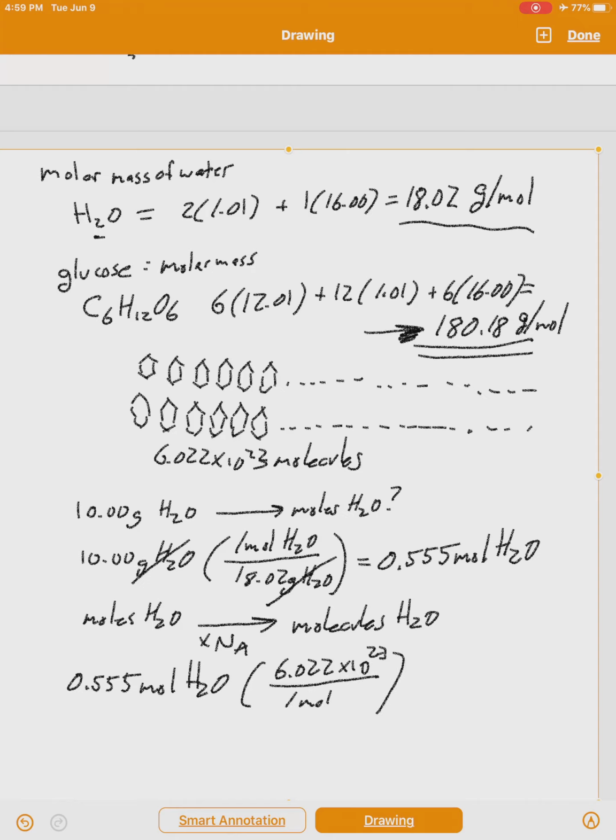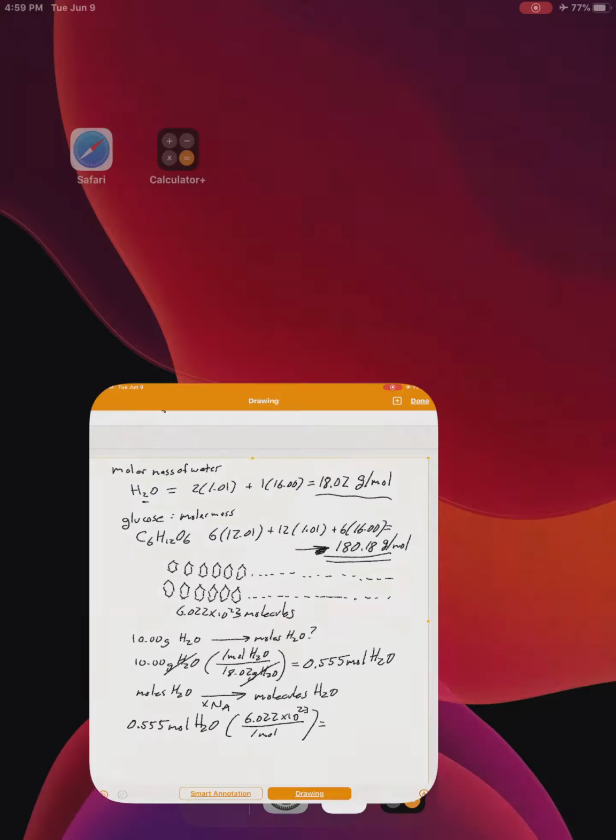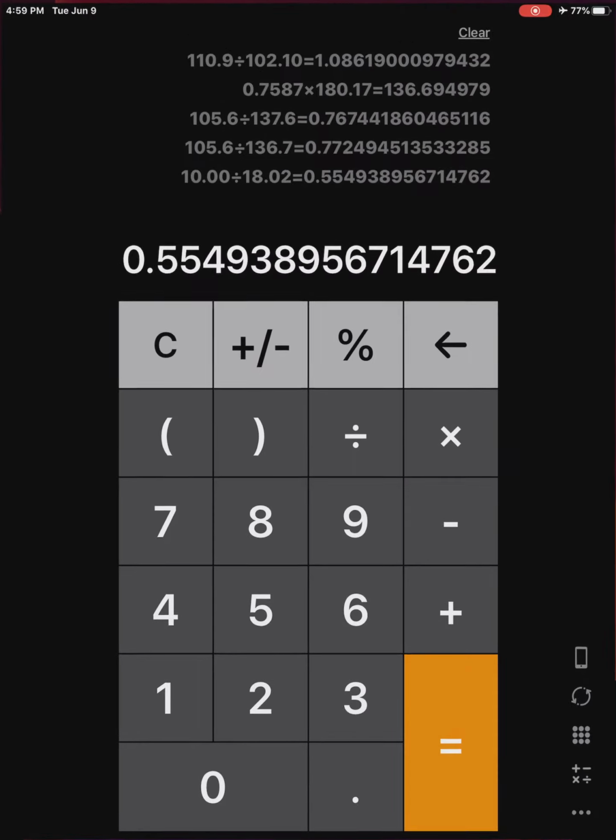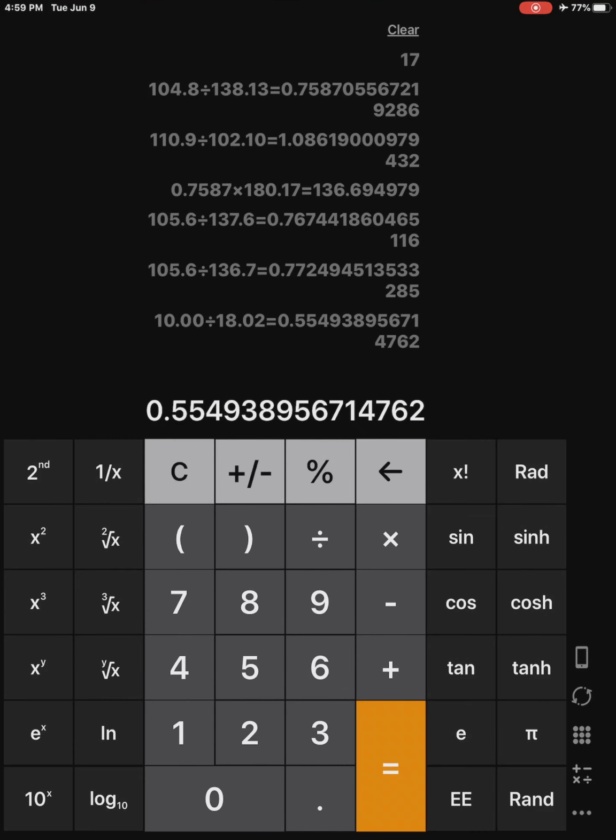Avogadro's number is really unitless. It's just a number, like a dozen is unitless. So if you take the number of moles and multiply that by Avogadro's number, times 6.022 times 10 to the 23rd. 0.555 times 6.022 times 10 to the 23rd. Oh wow, that's not working very well. Let me put in Avogadro's number.